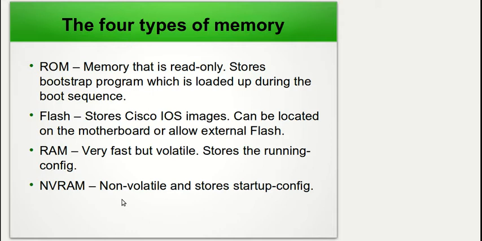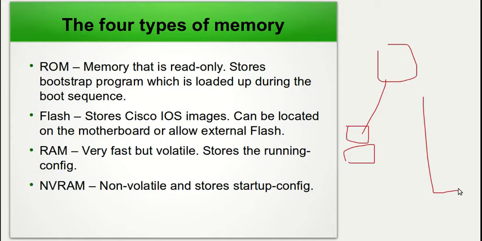RAM, random access memory, is volatile memory, which means that any data stored in RAM is lost when the switch is powered off, and is used to store the running config. The way the running config works is that in this case we have a connection to our switch, and as we are configuring commands on our switch, those commands will be stored in the running config file, so the running configuration file.